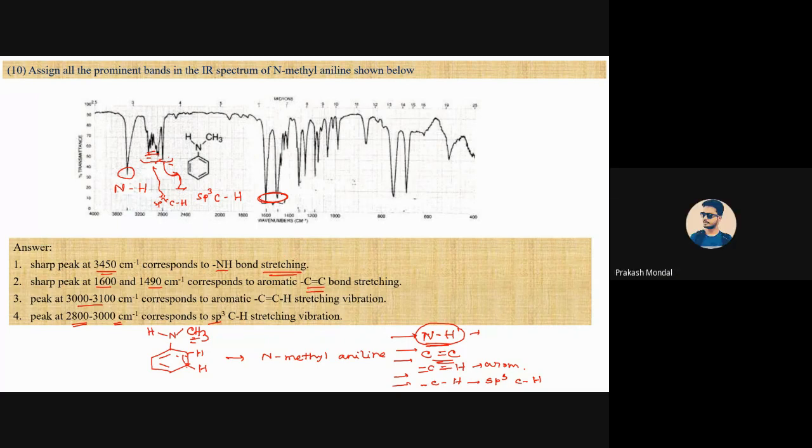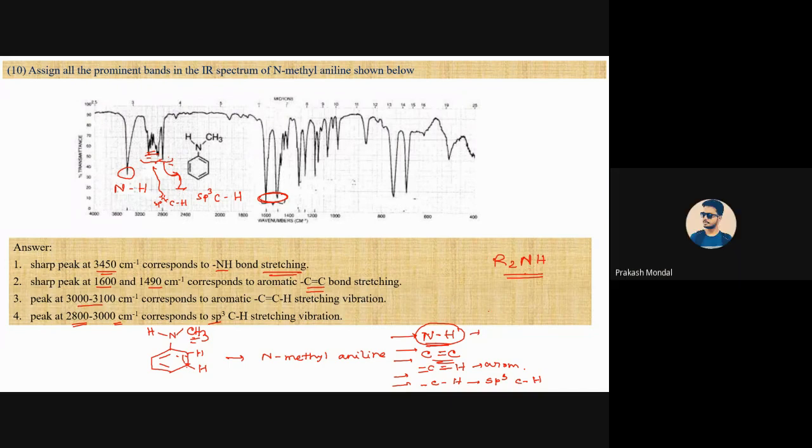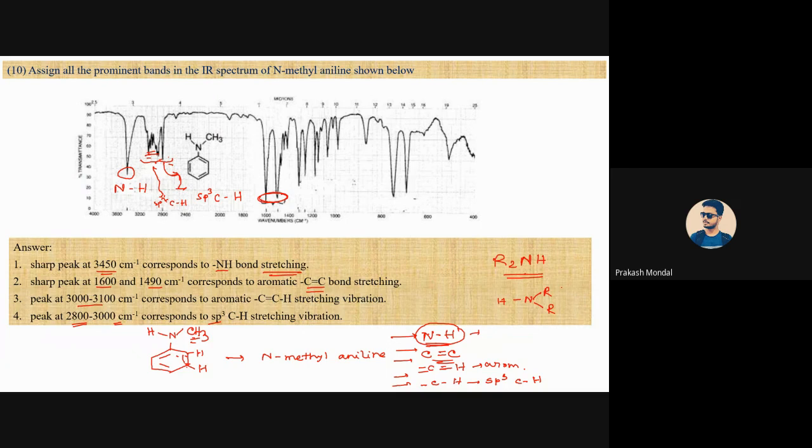This is secondary amine. Okay, this is primary amine, and this is secondary amine. What is this? This is secondary amine. Now, I have two R's. I'm still in secondary amine. Suppose I replace this R with methyl.